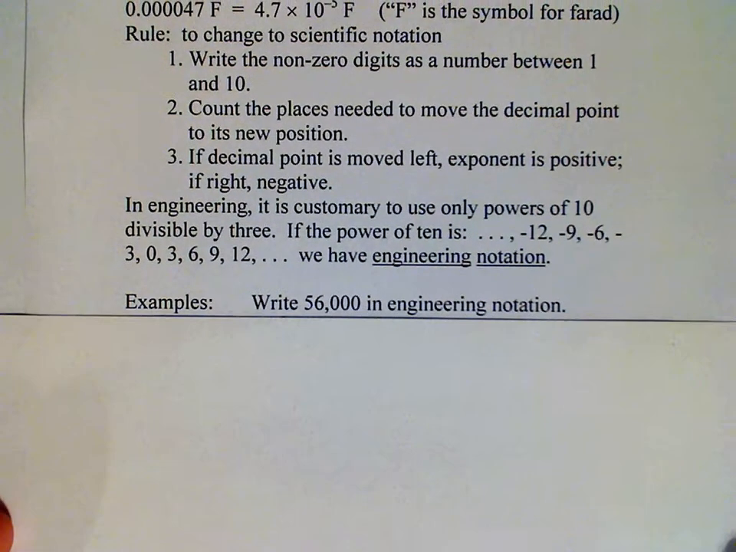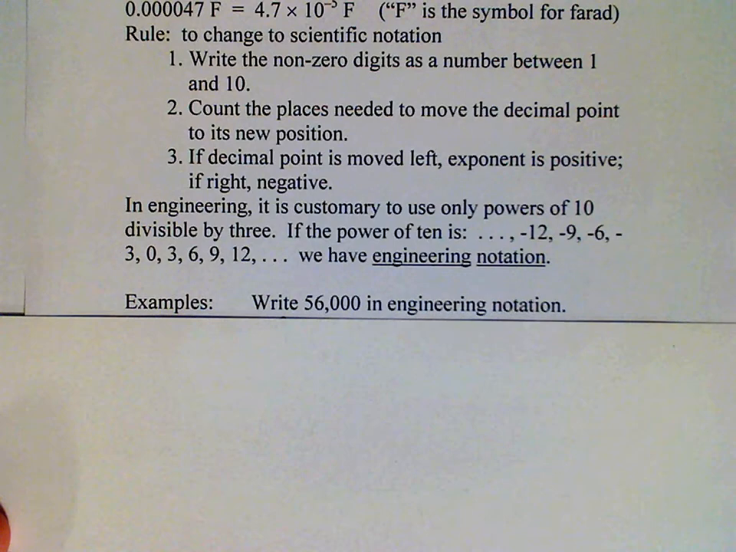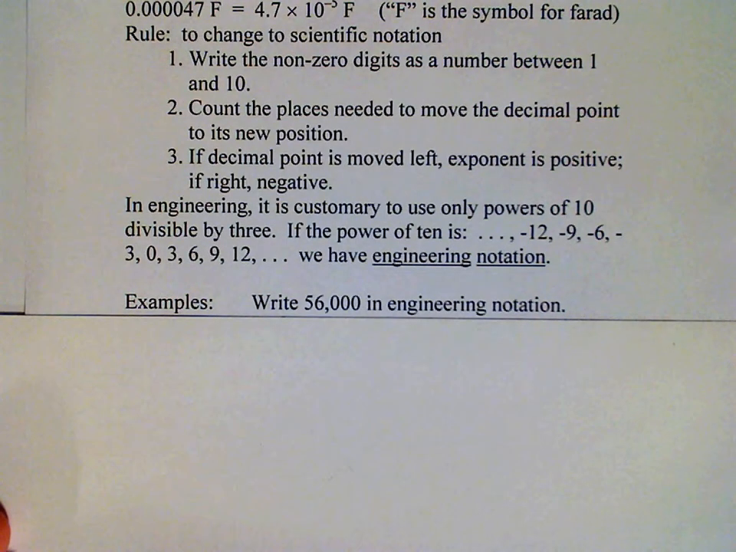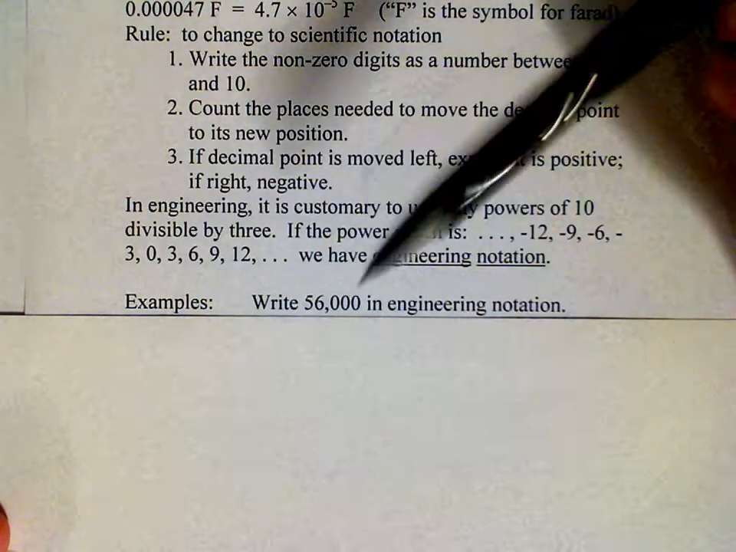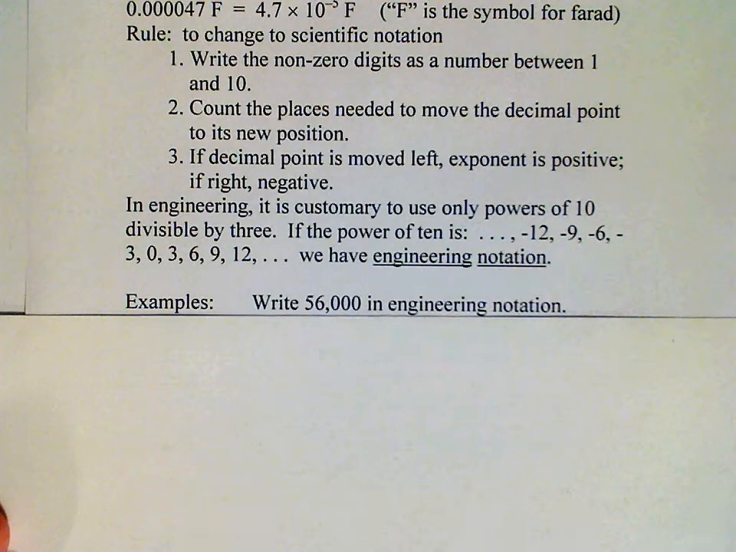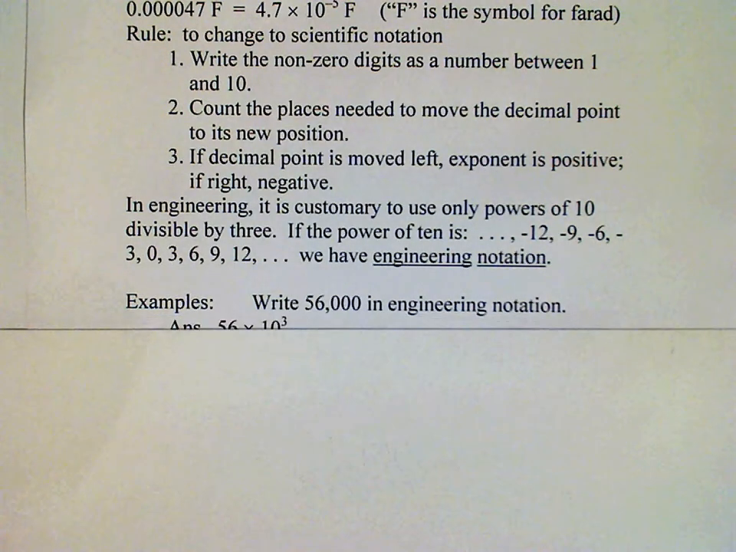Okay, so for example, we need to write 56,000 in engineering notation. Since we're dealing with thousands, we want a scale factor of 10 to the third. So that means we need to move the decimal point 3 places, 1, 2, 3, and the answer is 56 times 10 to the third.